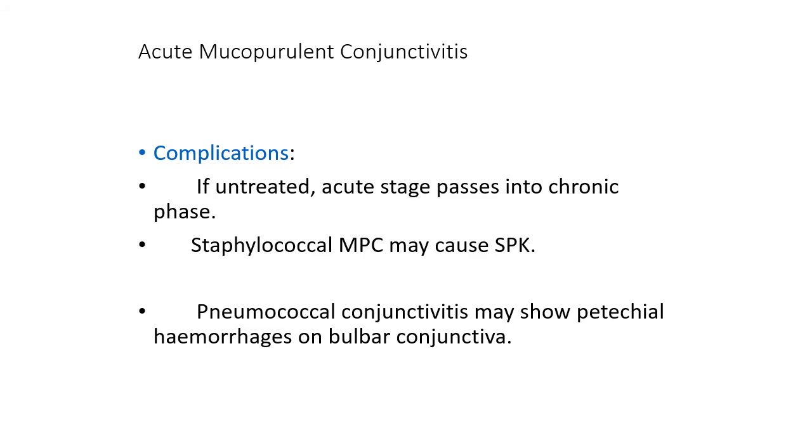Untreated conjunctivitis passes into the chronic phase. The staphylococcal mucopurulent conjunctivitis may cause superficial punctate keratitis, meaning involvement of the cornea can occur. Pneumococcal conjunctivitis may show petechial hemorrhages on the bulbar conjunctiva also.